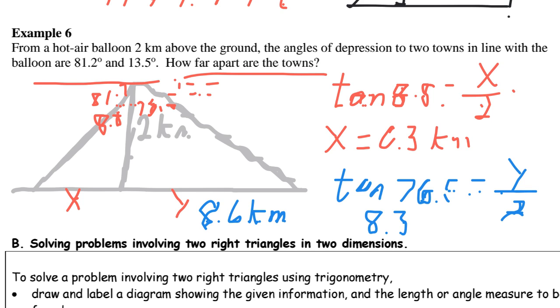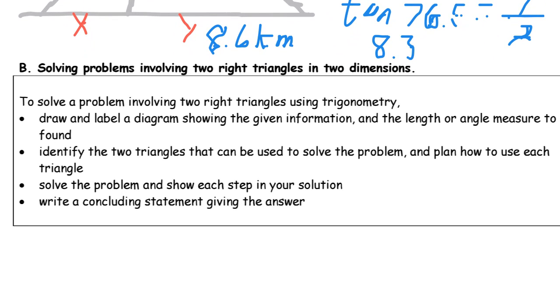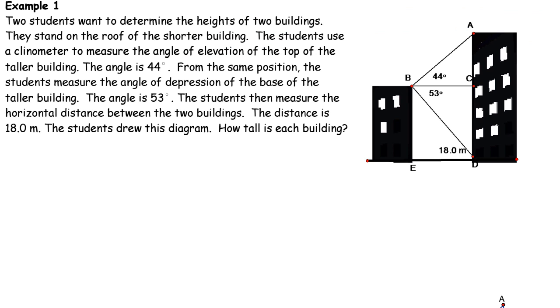So that was a double triangle problem. Sometimes you have to work with double triangles. So to solve a problem involving two right triangles using trig, draw and label the diagram using the given information. Look for what they give you. Identify the two triangles so they can be taken apart if you need to. Solve the problem and show each step. I'm going to try to give you guys lots of practice to work on these things before we put them on your test. So this one, they already labeled it all for you.